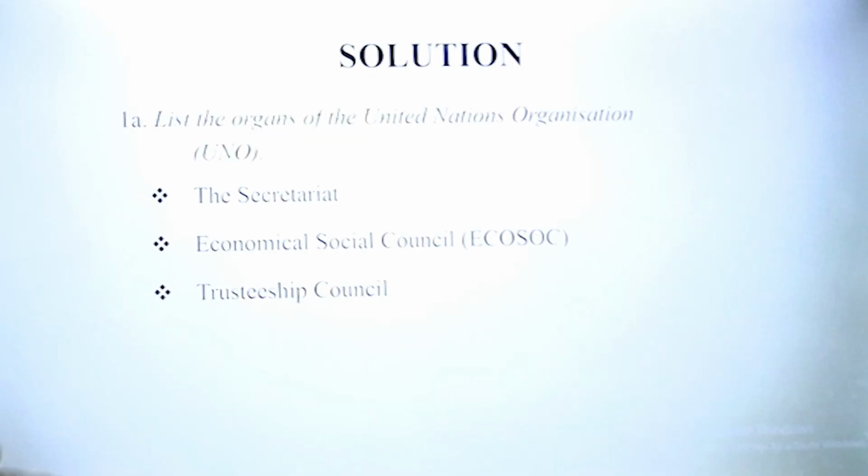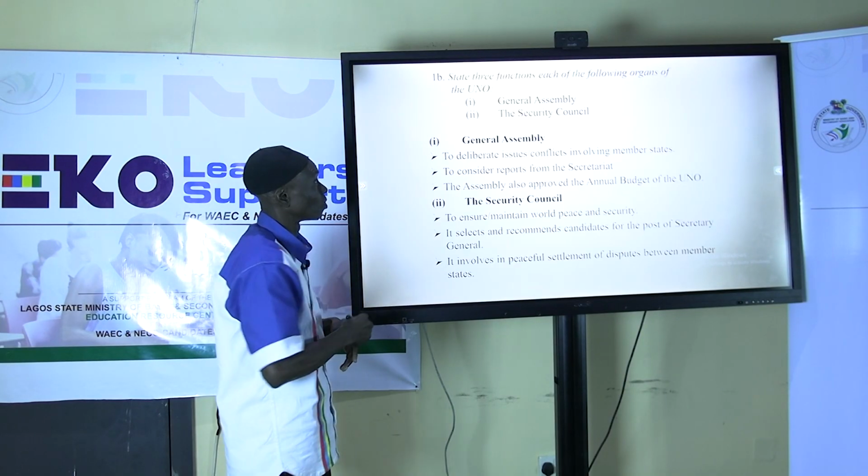There are 6. These are just 3. From the other 3, you can pick during the examination condition. It does not mean you must write only this. Other 3 are also applicable. They can also go as answers. The Secretariat, Economic and Social Council, ECOSOC, as well as Social Council. That answers that for 1A.